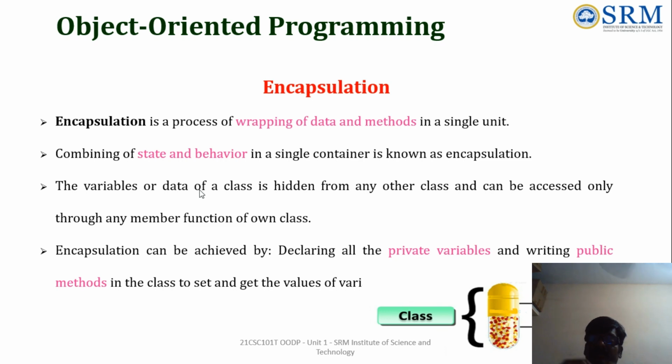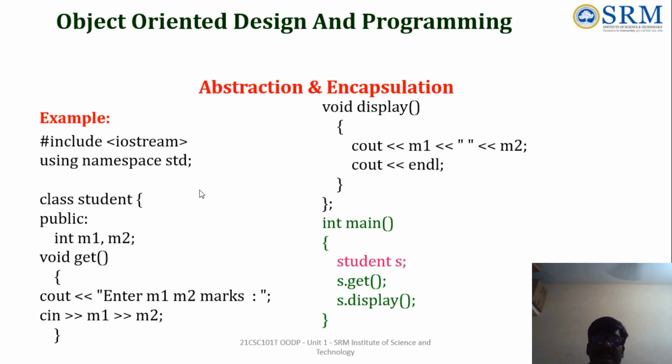within the class. Only the public methods, the members of the class, are able to access it. That is what encapsulation is. Let's see a combined example for abstraction and encapsulation. First, let's see encapsulation. Encapsulation means binding or wrapping up the data and functions together.